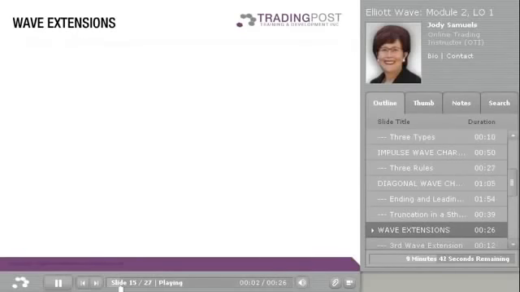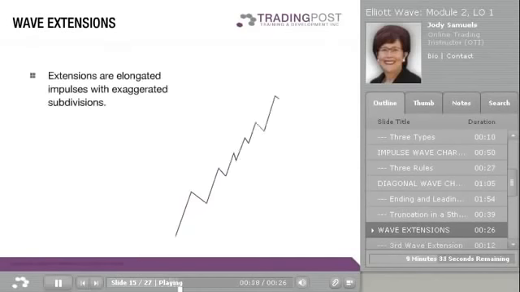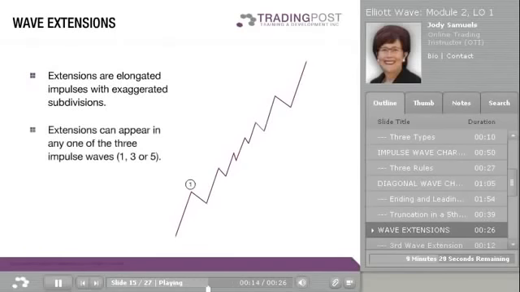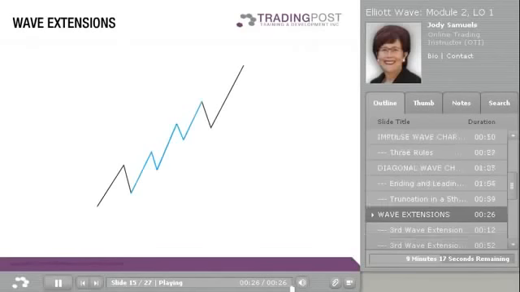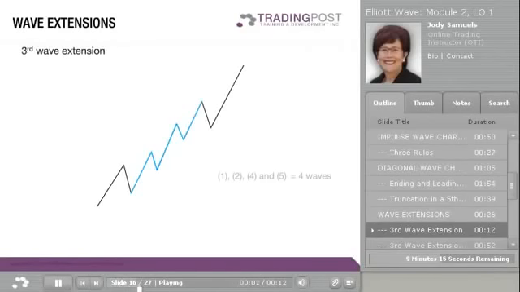When the impulse wave seems to go on and on and on, it is called an extension. Extensions are elongated impulses with exaggerated subdivisions. Extensions can appear in any one of the 3 impulse waves, 1, 3, or 5. However, wave 3 extensions are the most common, since it is usually the strongest and the longest impulse wave of the 3. In this example, the 3rd wave extension is a 9-wave sequence.